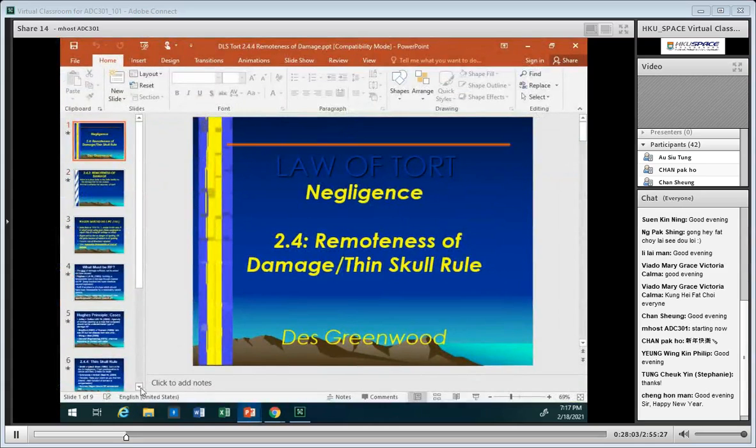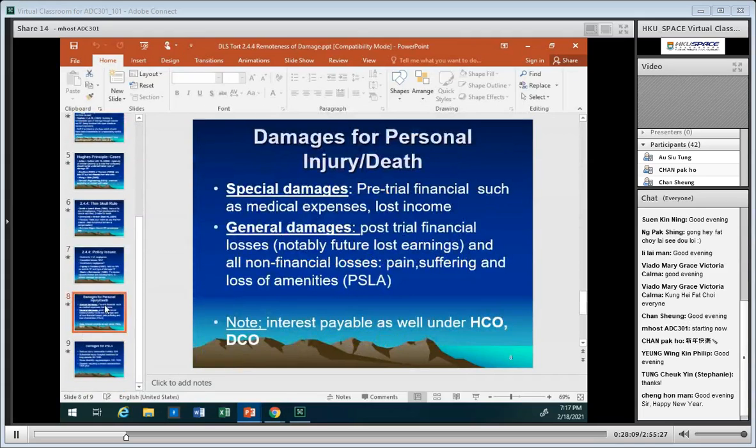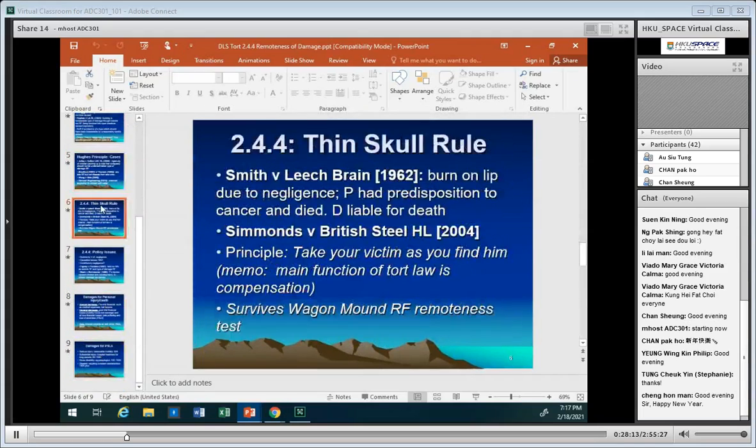The other part that we need to review, everybody, is under the heading remoteness of damage. I want to just emphasize again the thin skull rule. The thin skull rule is must know. So we need to have a quick look at this again, because this can come up in the exam question. Again, probably part A of the exam and probably half a question.